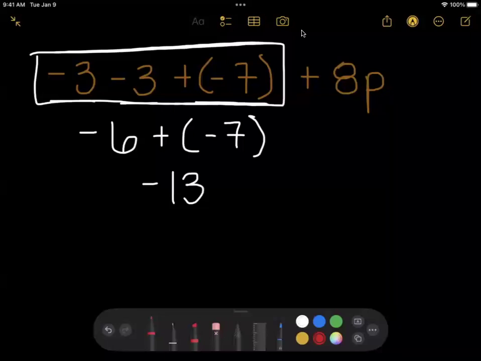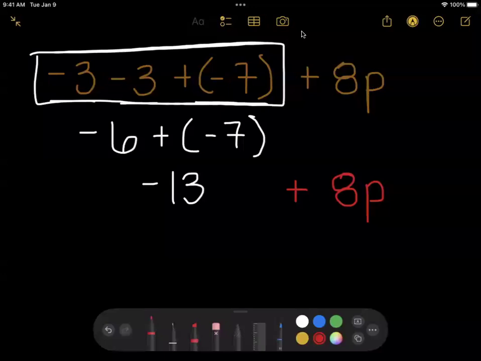Now I'm just going to go ahead and bring down the plus and the 8p because I don't have anything else in this expression that I can combine the 8p with. There's no other terms that have p to the first power or to no power at all. So this would be my final answer when I'm done simplifying. It would be -13 plus 8p.